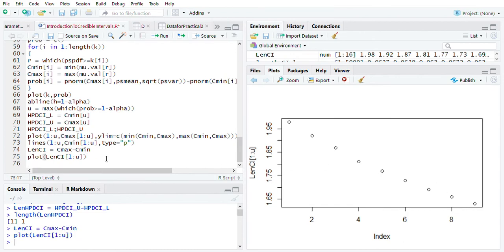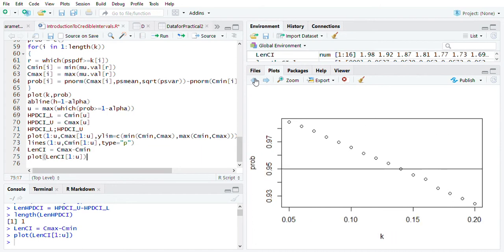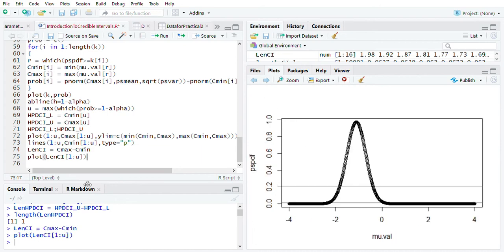So when we apply the procedure of construction of highest posterior density credible intervals, we end up getting an interval with minimum length and optimal coverage probability, means coverage probability at least 0.95. So why does it happen? Let us consider the graph of posterior distribution again. Let us plot this again.